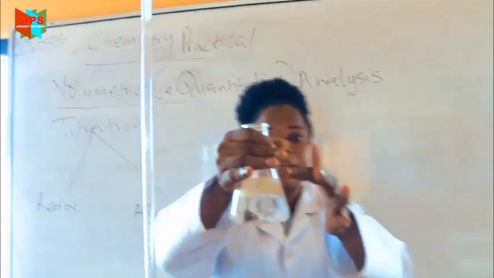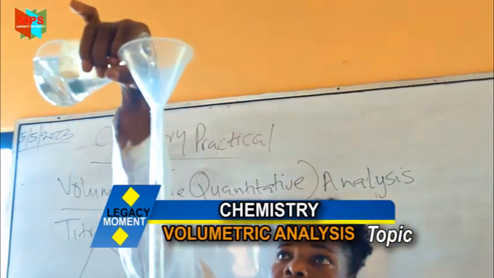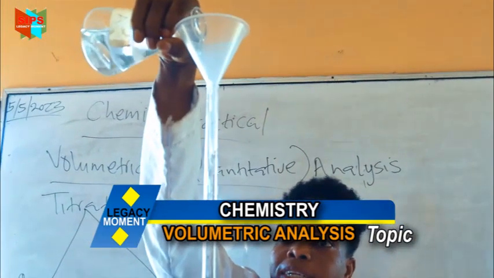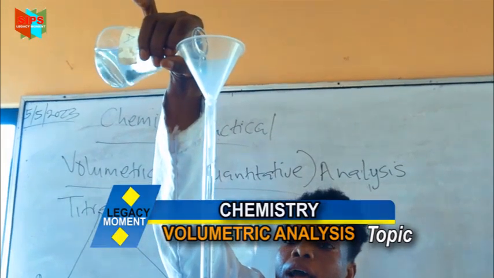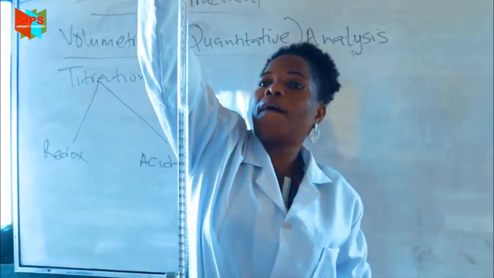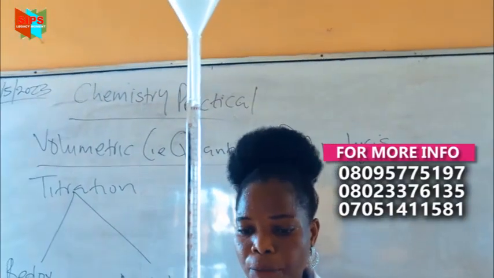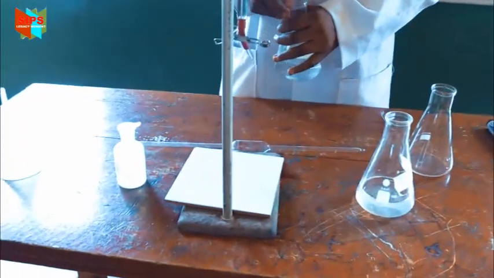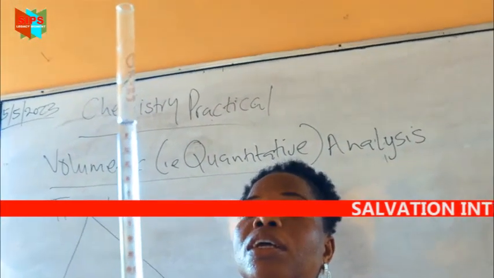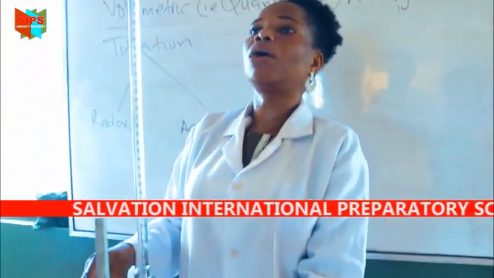This is the acid which I labeled here as I said earlier. I'm going to pour it in the burette. You must be careful when you are pouring. It is above zero. After pouring, you remove the funnel. So it is above 0, and I'm going to adjust it until it is on the lower meniscus. It is on the lower meniscus.